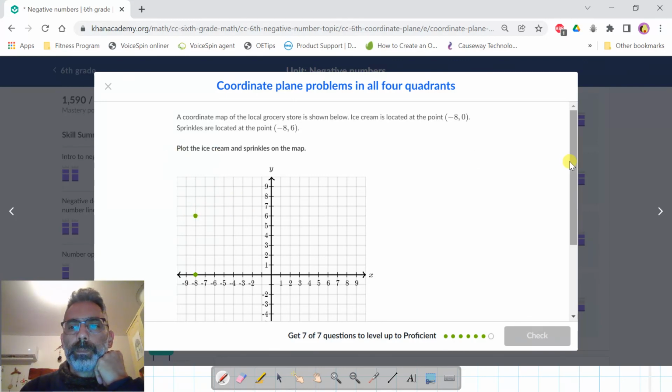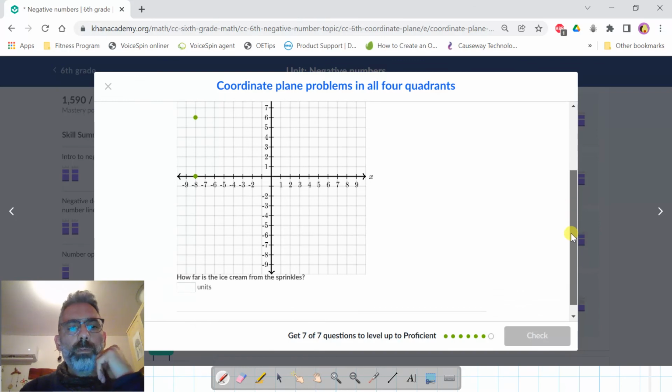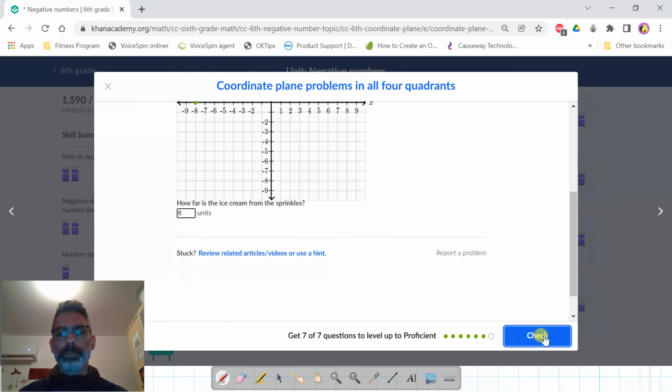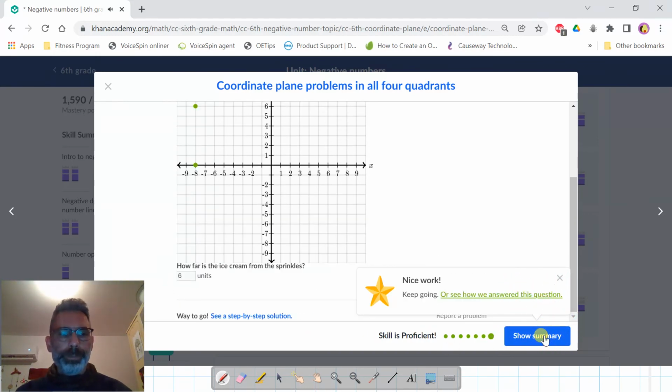Okay. How far is the ice cream from the sprinkles? 6 units. Good.